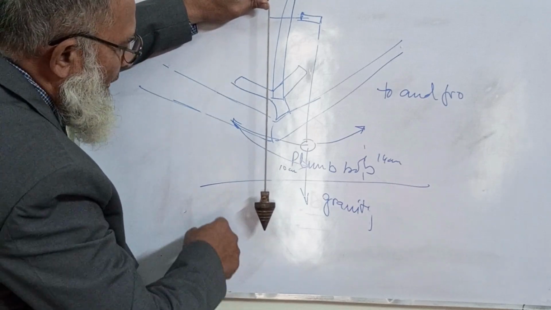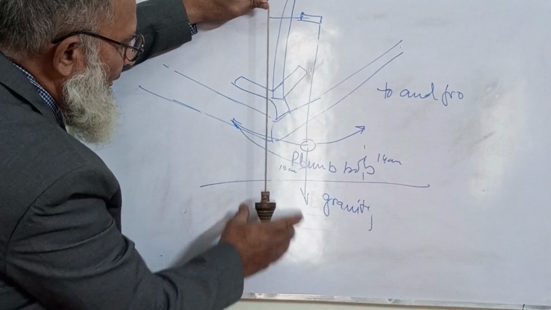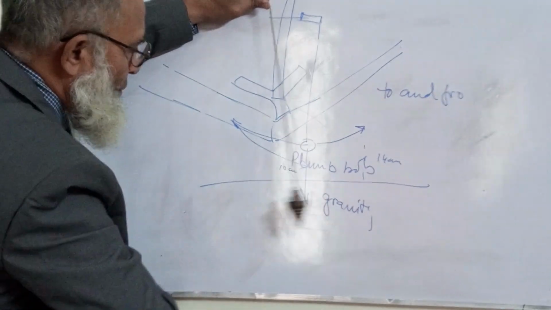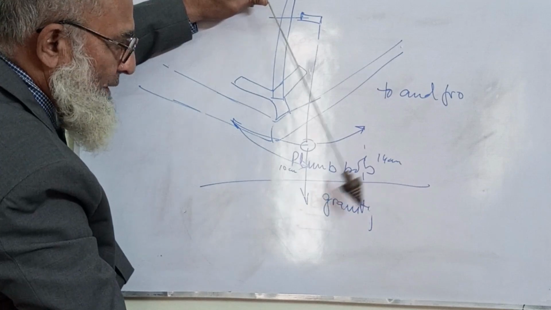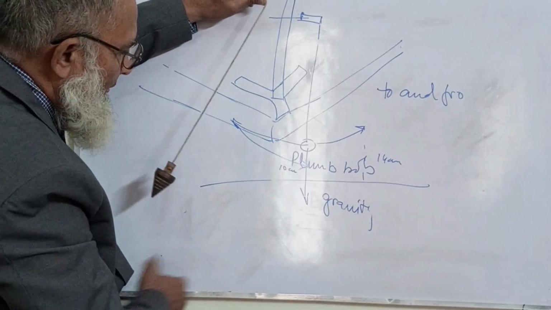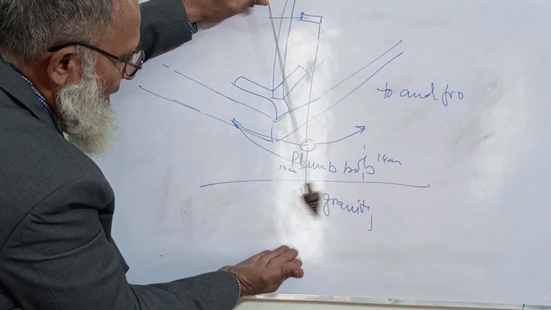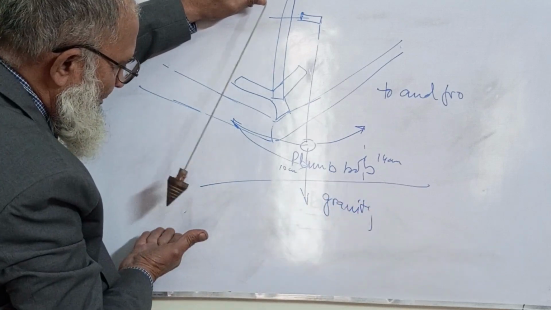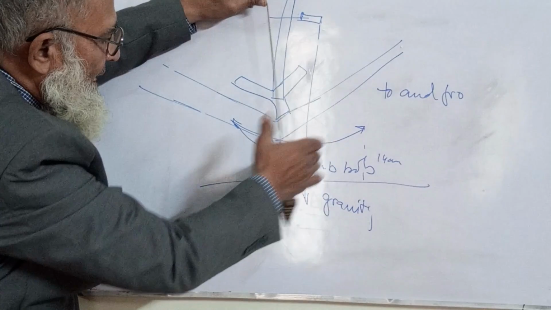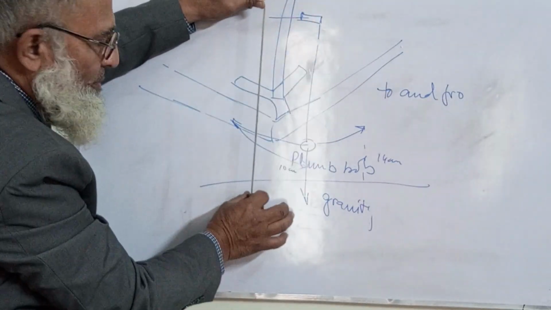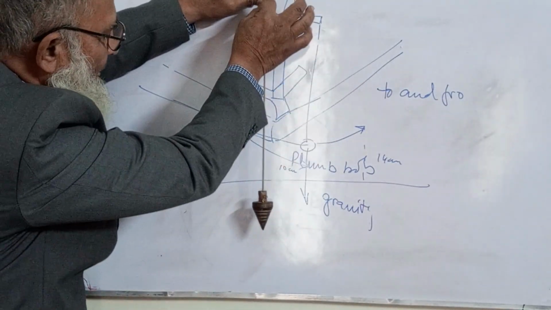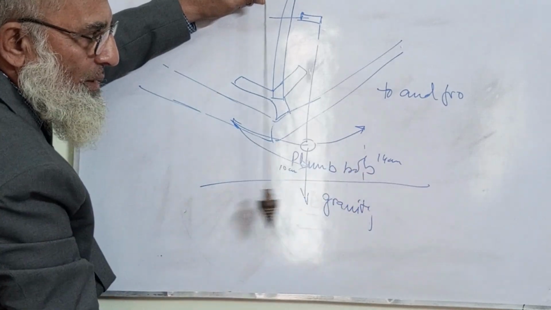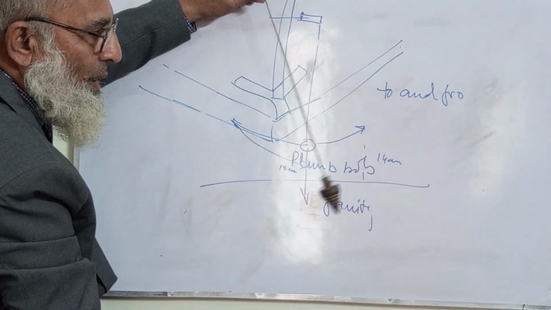Now, if initially it is at rest, and if I give it a gentle push, you see it has started oscillating. You see that this distance is lesser and this distance is greater, but this distance will remain the same because this is fixed at one point and it is moving at the other point like a compass.